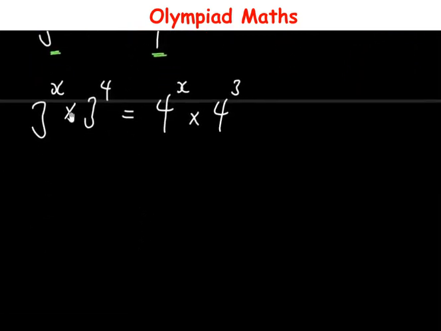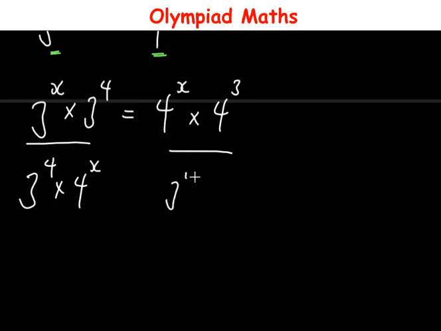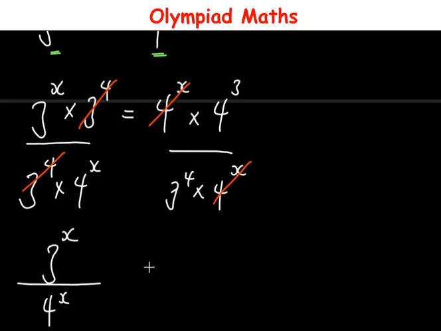The next thing we're then going to do is to divide this equation by 3 raised to power 4 times 4 raised to power x. Doing this, 3 raised to power 4 will cancel 3 raised to power 4, 4 raised to power x will cancel 4 raised to power x. We are left with 3 raised to power x over 4 raised to power x equals 4 raised to power 3 over 3 raised to power 4.